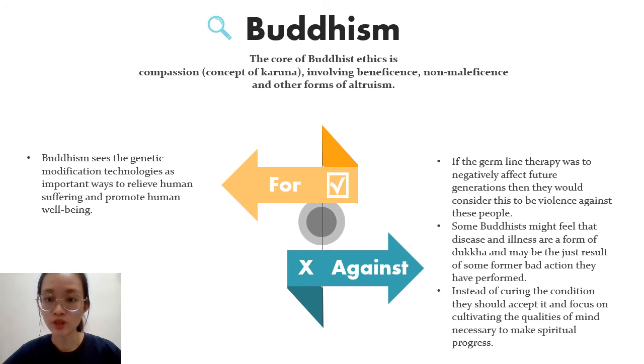But from the perspective against germline genome editing, they think that if germline therapy negatively affects future generations, then they will consider this to be violence against these people. Also, some Buddhists may feel that disease or illness is a form of dukkha and may just be the result of former bad actions they have performed. So instead of curing the disease, they should focus on achieving enlightenment in Buddha.